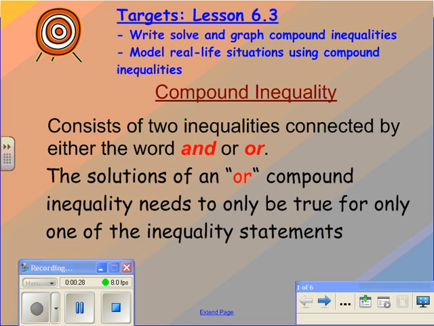The solution of an or compound inequality needs to only be true for one of the inequality statements, versus yesterday with the and statement, it needed to be true for both. With an or statement, it only needs to be true for one of your inequalities.